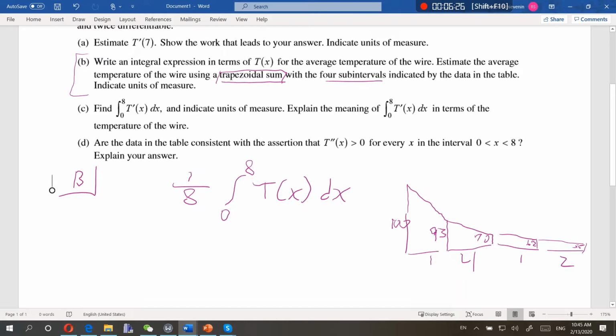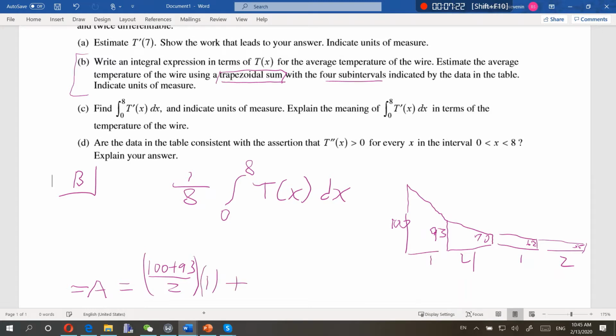Okay, so I've got our trapezoidal sum here. If I wanted to get the area of this first trapezoid, what would I do? One side times the height divided by 2. Okay, so I'm going to sum these two heights together and then divide by 2 to get my average height. And once I've got the average height, we can multiply by the base. So my first trapezoid would be 100 plus 93 over 2 for the average of my heights times 1.